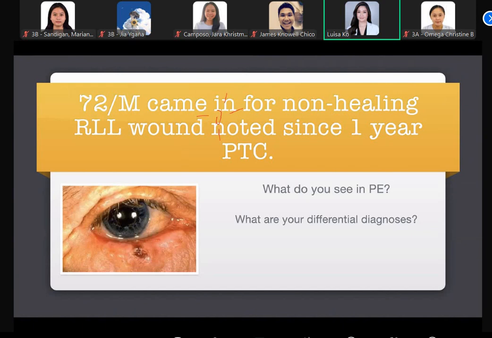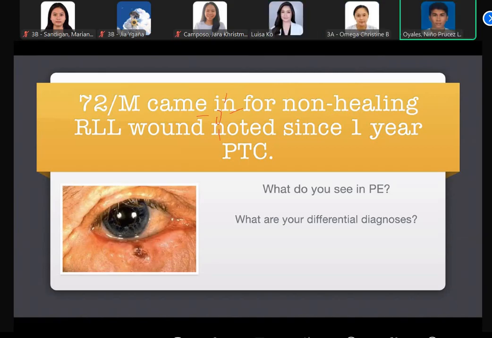So what are our differential diagnoses in this case? Give at least maybe 3. Or 4. Squamous cell carcinoma. Good. Squamous cell carcinoma is a good differential. What else? Basal cell carcinoma, Doc. Okay, good. What else?